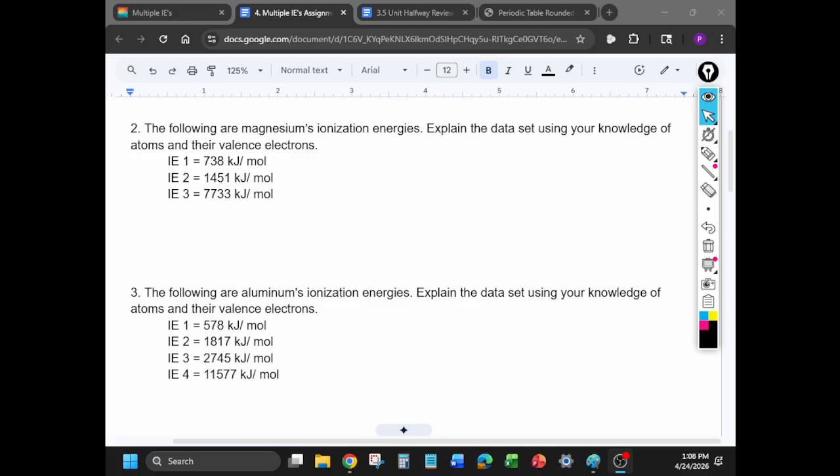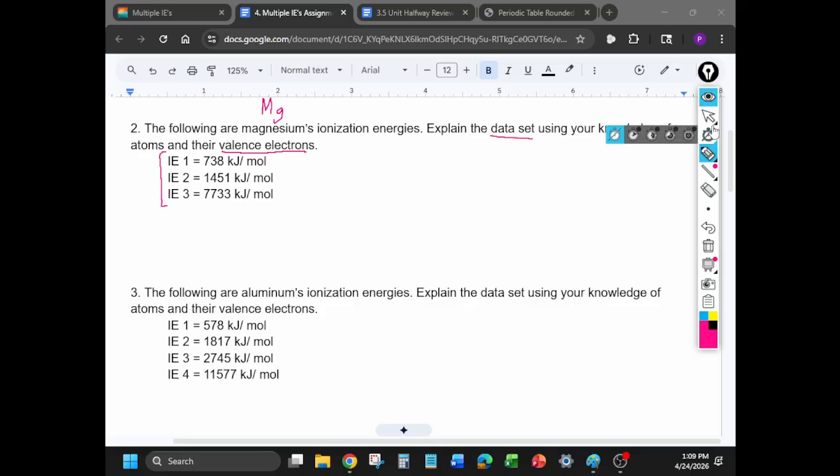This is what multiple ionization energy questions look like. If you take a look at the problem, it tells you that you have magnesium's ionization energies. Okay, so we're looking at Mg. I want you to take a second, go to your periodic table, and make a note of where Mg is. It's on the far left, 3rd row. Okay. And then the question is saying, explain this data. You have this data right here about the ionization energies, and it's asking you to explain why the data is what it is. And you have to talk about their valence electrons, the outside electrons.